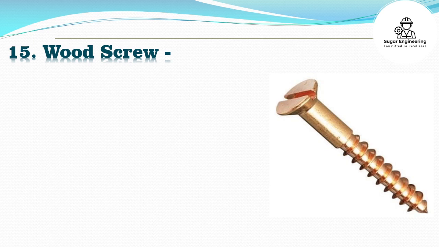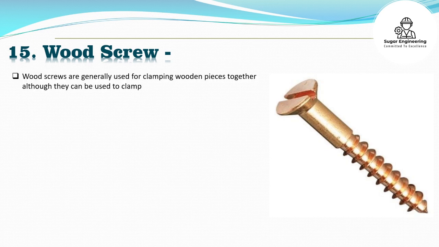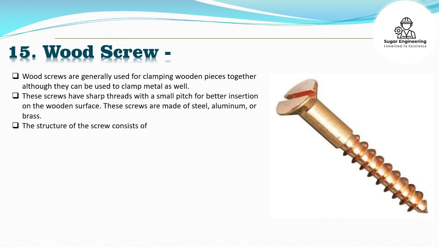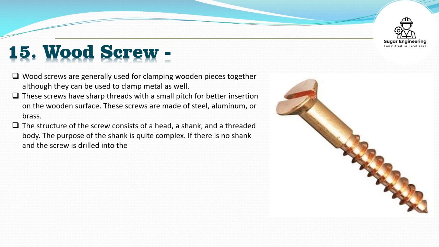15. Wood screw. Wood screws are generally used for clamping wooden pieces together, although they can be used to clamp metal as well. These screws have sharp threads with a small pitch for better insertion on the wooden surface. These screws are made of steel, aluminum, or brass. The structure of the screw consists of a head, a shank, and a threaded body.